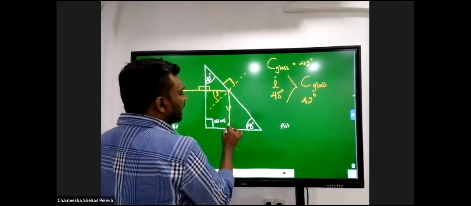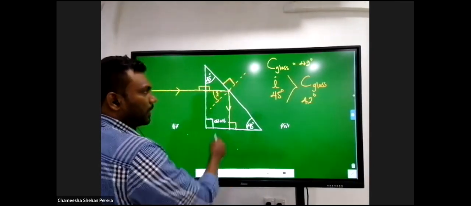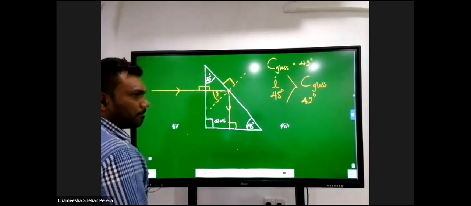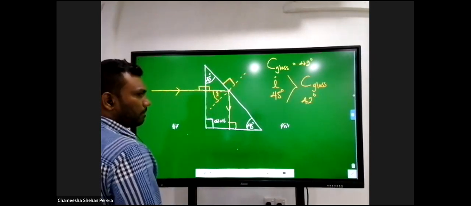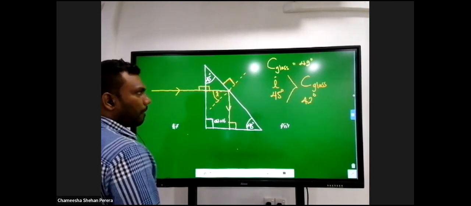Now, Vincent, here the light ray is again touching the interface between glass and air perpendicularly. What will happen to the light ray? Does it get refracted, or does it enter the second medium without any refraction? No refraction. Okay.